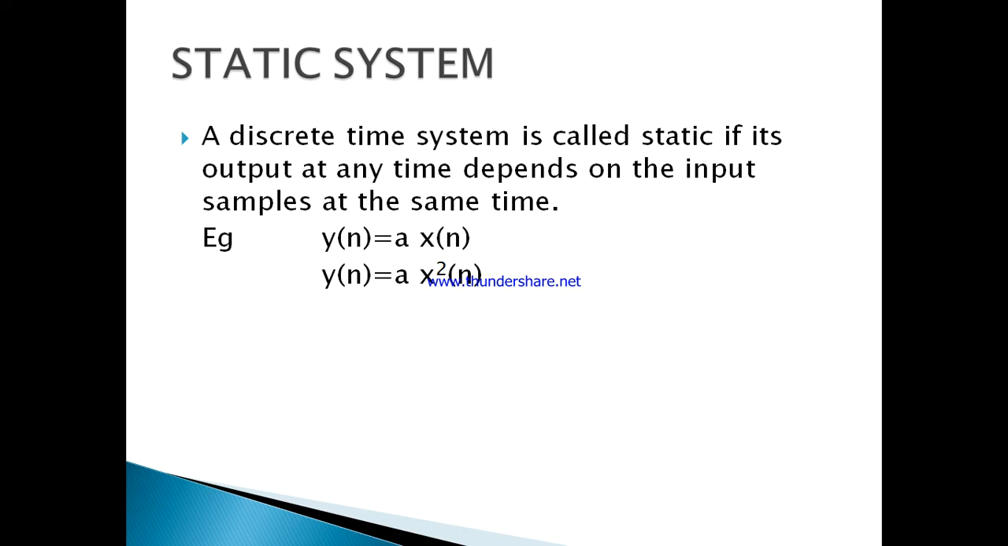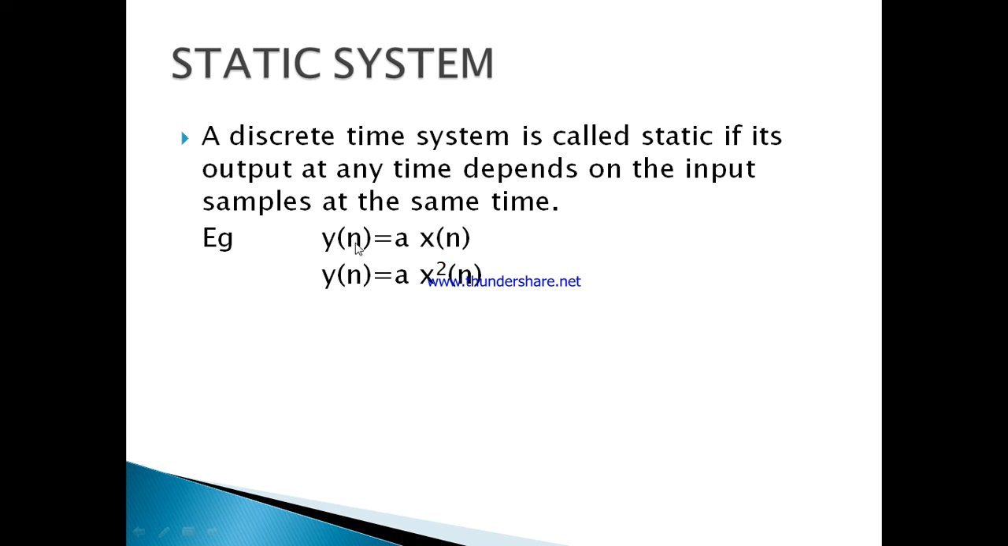A static system means a discrete time system is called static if its output at any time depends on the input samples at the same time. That means the output depends on the input samples at the same time. That means here y of n equal to a into x of n. And one more example, y of n equal to a into x square of n.